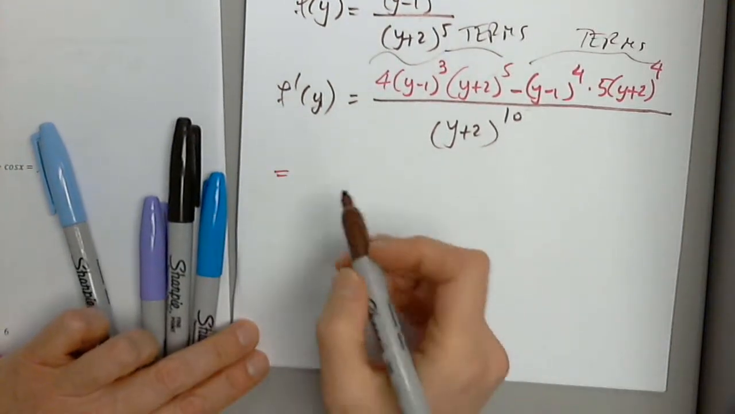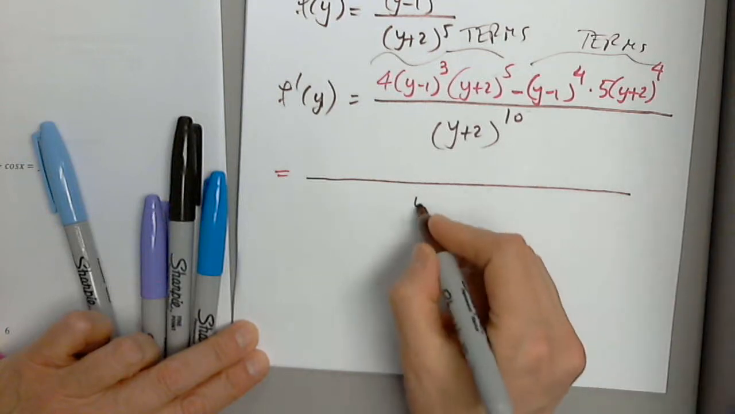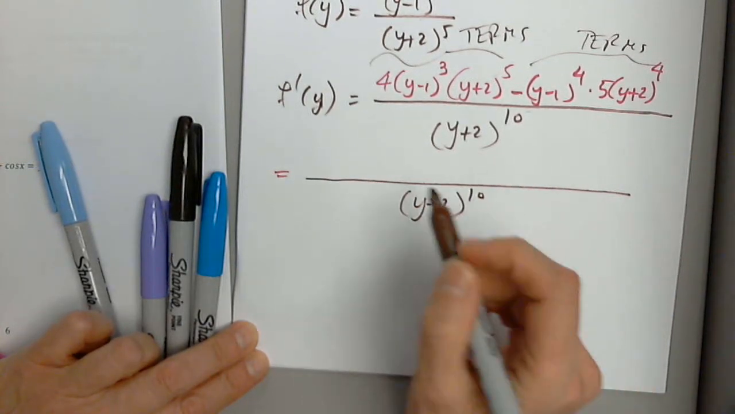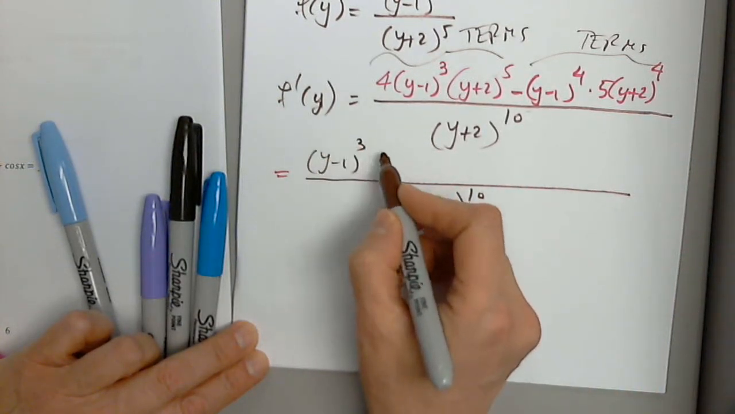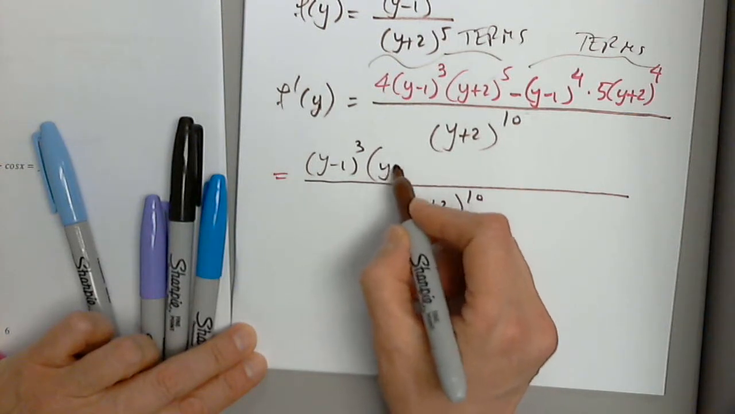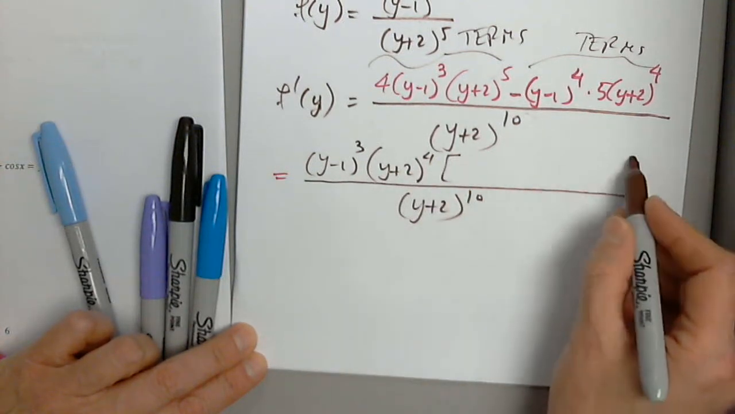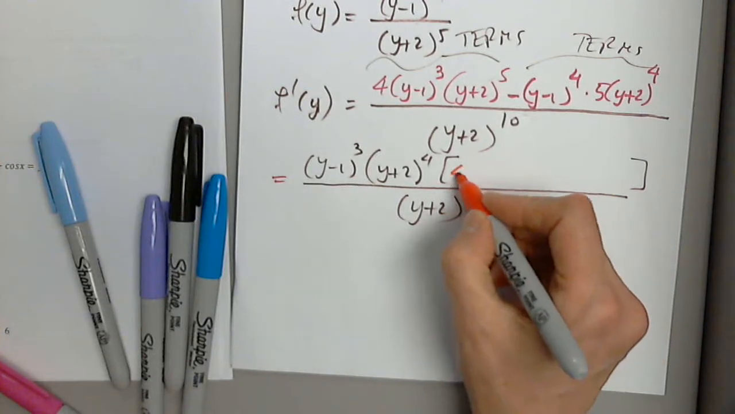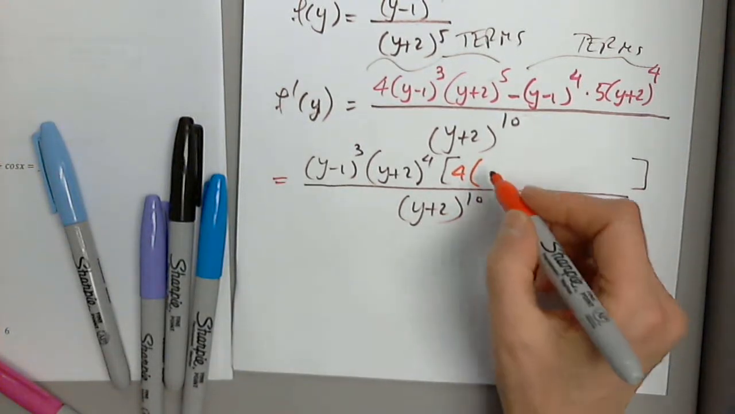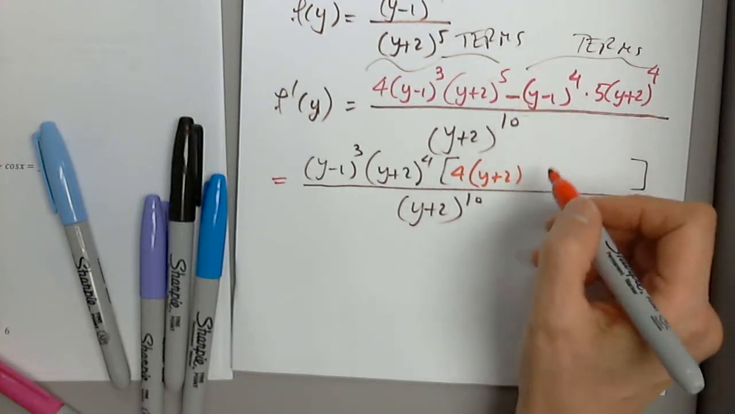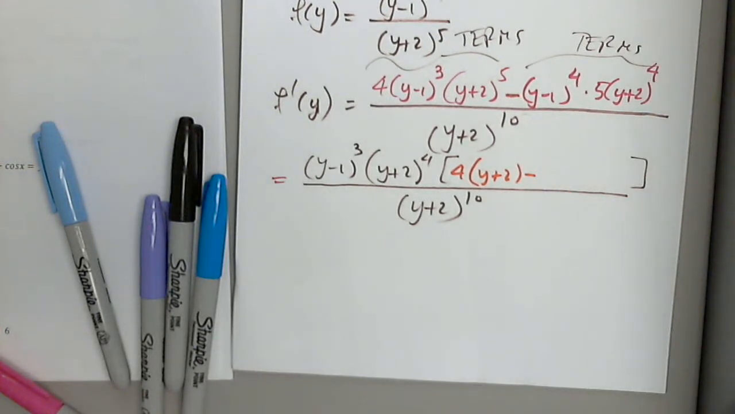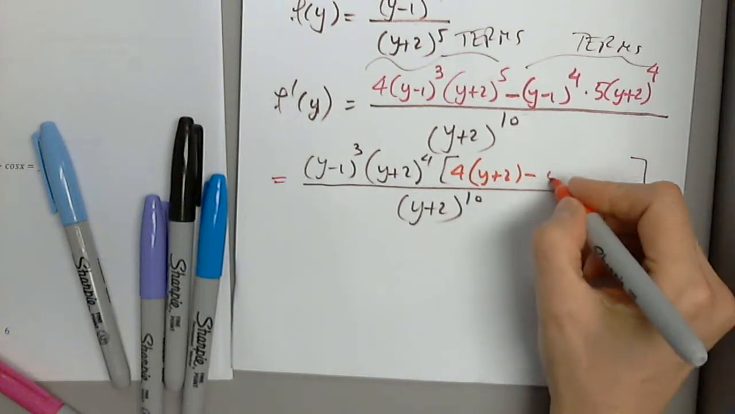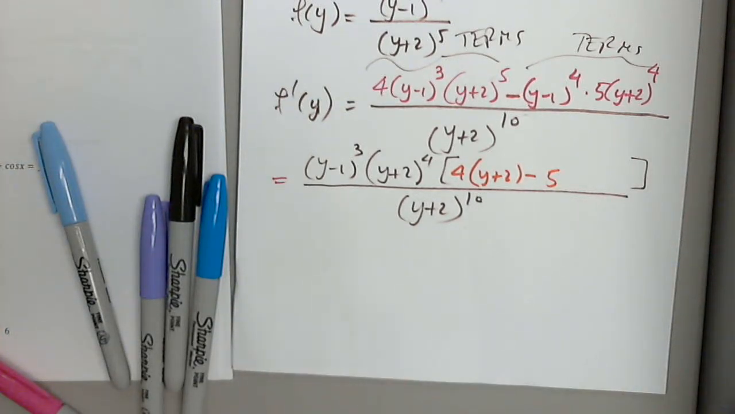Excellent. So can anyone give us the greatest common factor? (y minus 1) cubed, (y minus 1) to the 3rd. Awesome. And? (y plus 2) to the 4th. Excellent. Now let's see what is left from the first term. 4 is left. What else? y plus 2. And now I reach the minus symbol. What about the 5? I need to put the 5 in.